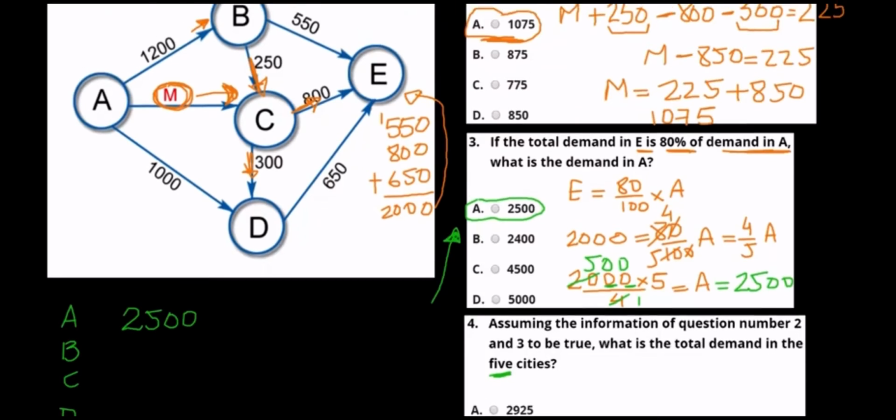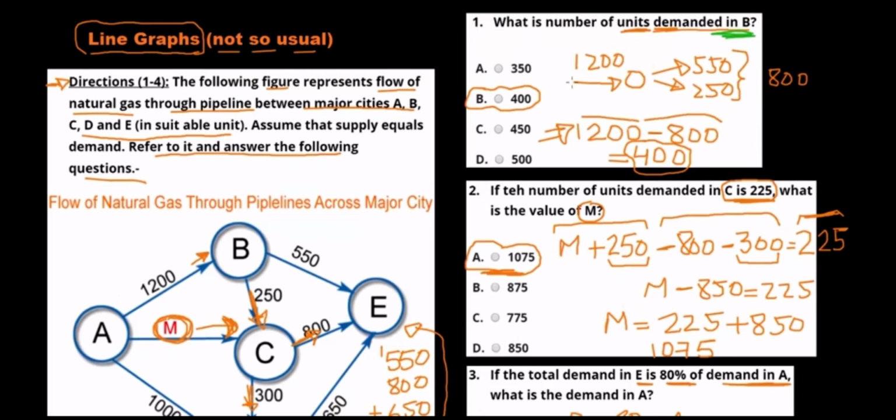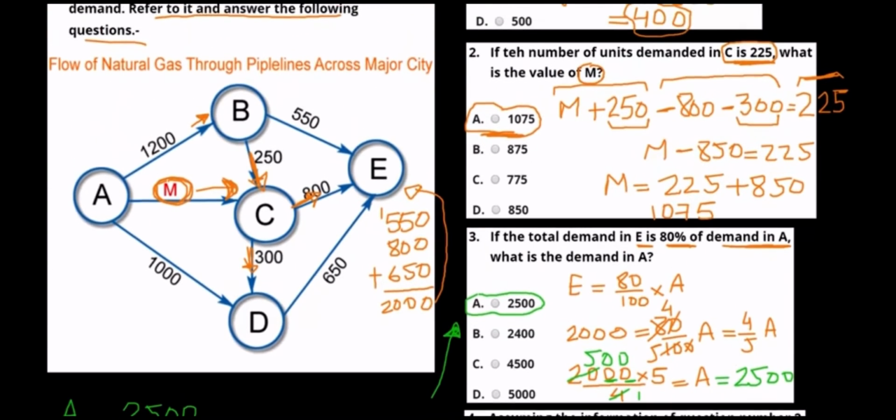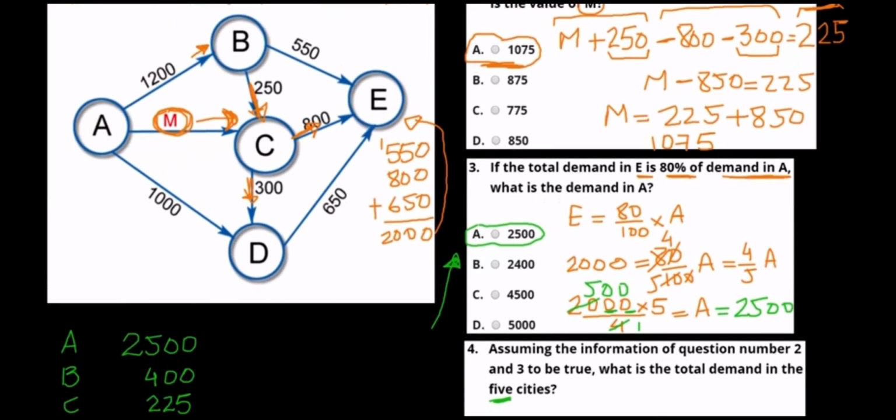The demand in city B was in the very first question. The demand in city B was 400. So let me jot that down over there. 400. The demand in city C, do we know how much that is? Did we work it out? Yes, they said the demand in city C is 225, so they gave it to us. Let's jot that down, 225. Then city D. Do we know what the demand in city D is? We didn't work that out, right? Let's do it over here.